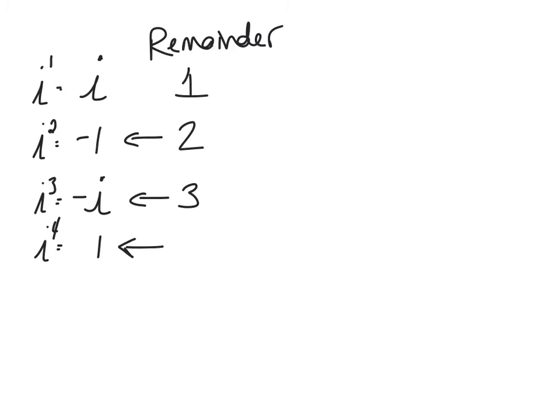So what you can do is, if you have a higher power of i, just take the exponent and divide it by 4. If it goes in evenly, it's going to be 1. If it has a remainder of 1, it's going to be i. A remainder of 2, it's going to be -1, and a remainder of 3 would be -i, whereas, as I just said, a remainder of 0 would be exactly 1.